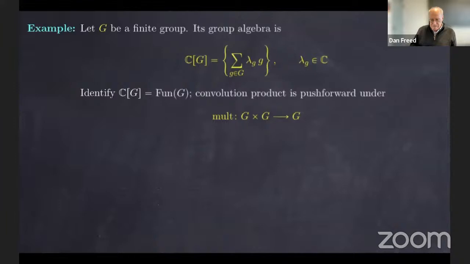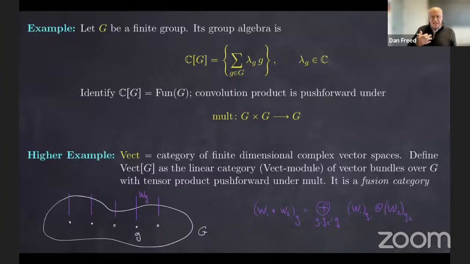Okay. So just to be sure, here's an example of an algebra. If we have a finite group, then this is the group algebra, formal linear combinations of the group elements with coefficients in, well, in this case, the complex numbers. And the product you can think of as, you can think of these elements as functions on the group, and we push forward under multiplication.